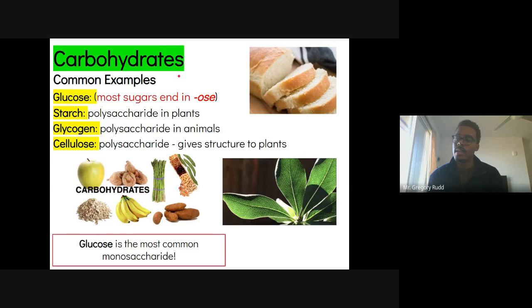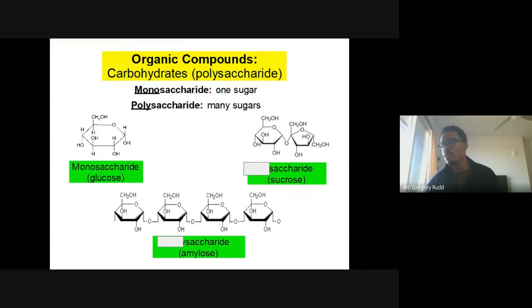Yes, glucose is the most common monosaccharide. All right, so let's test out our knowledge a little bit here. So keep in mind, one sugar, that's a monosaccharide. Mono means one. So in this case, I've got one ring. So of course, that's a monosaccharide. How many do I have here? How many different rings do I have?